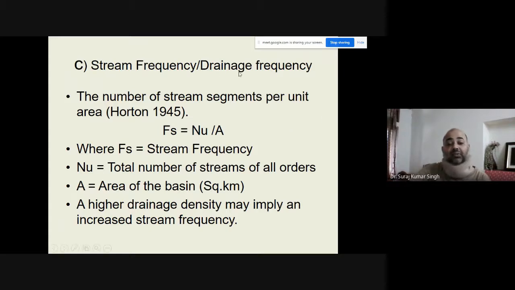In the same way, for the drainage frequency also, if the drainage frequency is high, it suggests that the number of streams or rivers generating water is of intense quantity and quality. So for the stream frequency, the formula will be the total number of streams of all orders in a particular area in square kilometers. Means a higher drainage density may imply an increased stream frequency.